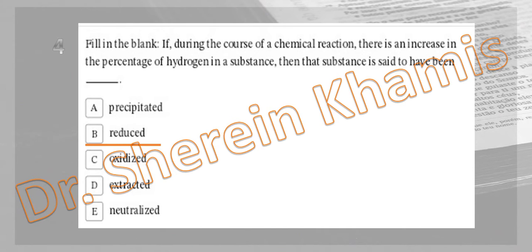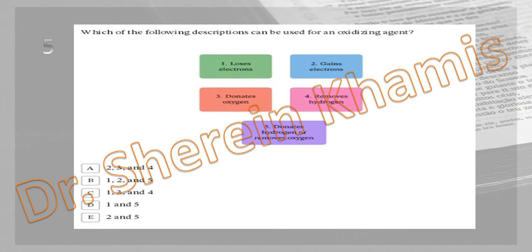Okay, let's go to question 5. Question 5 says, which of the following descriptions can be used for an oxidizing agent? We have oxidizing agent or oxidizing factor that makes a reduction. When we make a reduction, we gain electrons, we increase the amount of hydrogen and decrease the amount of oxygen, or we remove oxygen and take hydrogen from the reaction. Now the choices. Loses electrons, no. Second one, gains electrons, yes. Donates oxygen, yes, it will remove the oxygen from the substance. So we have 2 and 3 here.